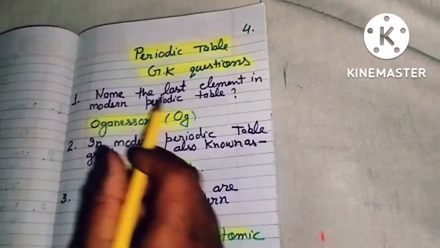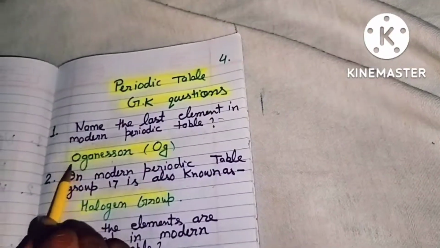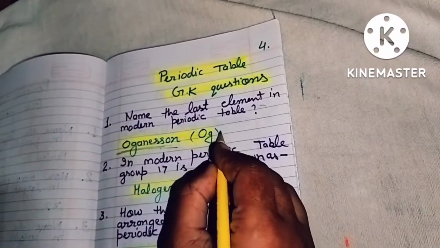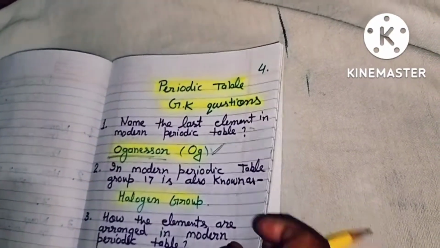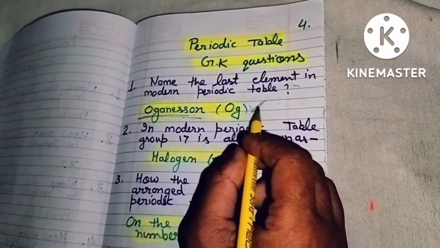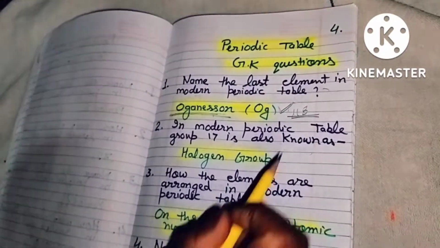Next, name the last element in the modern periodic table. The last element is oganesson, the 118th element of the periodic table, which was discovered recently.